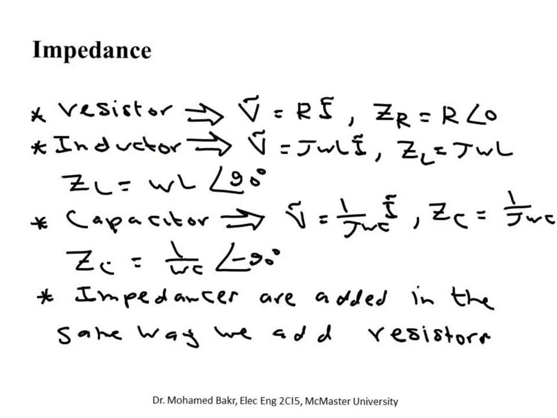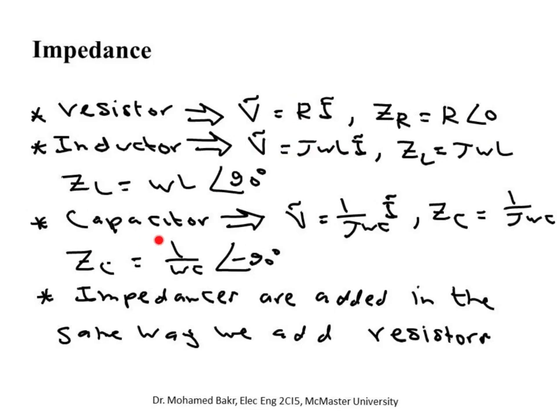For an inductor, we write an expression very similar to Ohm's law. V is equal to IR, but here we don't call it resistance, we call it impedance. So the impedance of an inductor is j omega L. This is a complex number whose magnitude is omega L and whose phase is 90 degrees, because j is e to the j pi over 2. So just remember, the impedance of an inductor is omega L at an angle of 90 degrees, okay? This is very similar to Ohm's law. Still, V is equal to IR, but here everything is complex, okay?